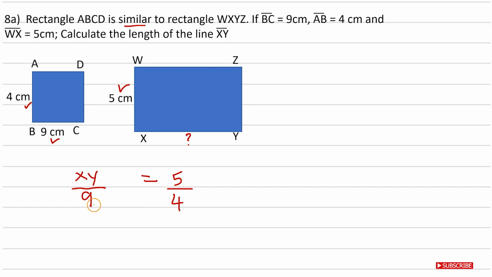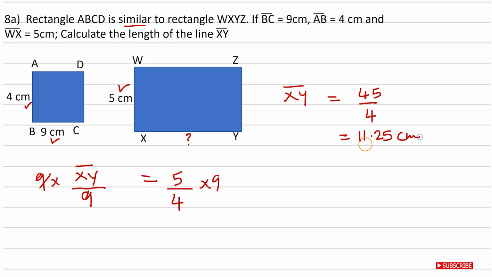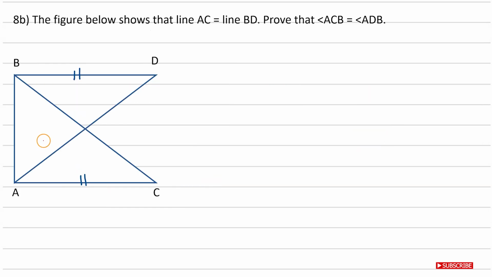So all I have to do now is multiply by 9 on both sides to get rid of this 9. So line XY is going to be equal to 5 times 9, which is 45, divided by 4, which is equal to 11.25 centimeters. Now for 8B, we are told the figure below shows the line AC is equal to the line BD.